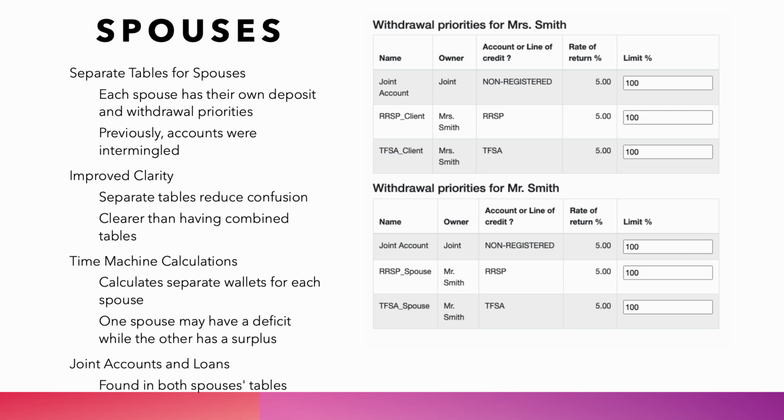The time machine calculates separate wallets for each spouse, and one may have a deficit and the other a surplus. It goes through your priorities first to clear your wallet, and then your spouse's to clear theirs.